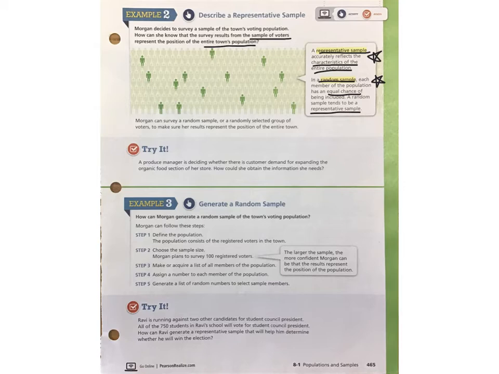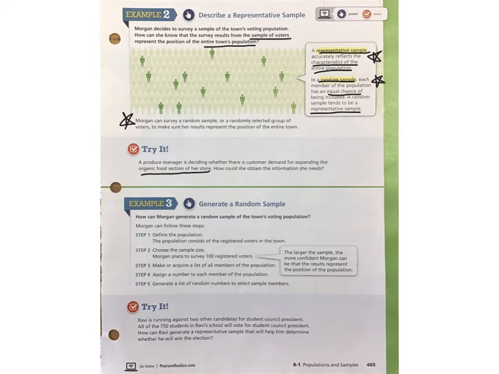So Morgan can survey a random sample or randomly selected group of voters to make sure her results represent the position of the entire town. Now let's look at the try it. A produce manager is deciding whether there is customer demand for expanding the organic food section of her store. How could she obtain the information she needs?